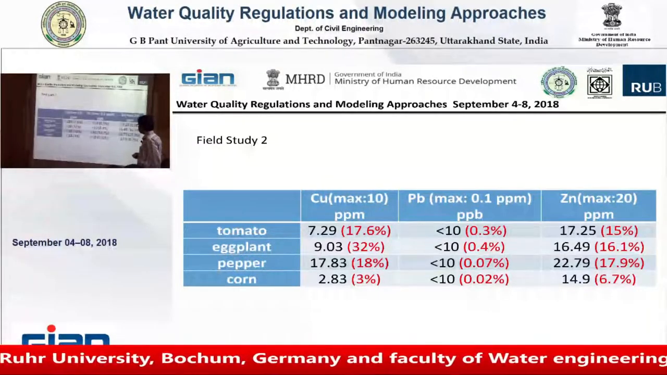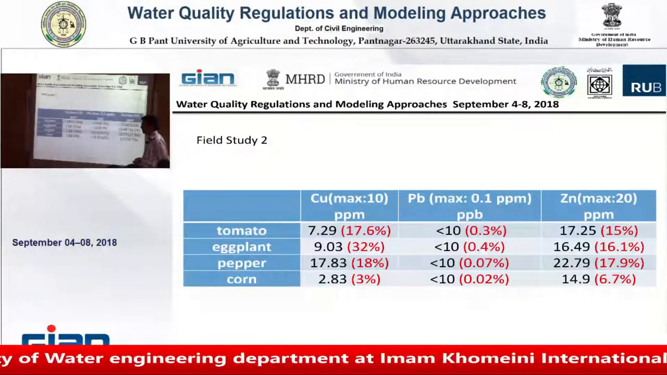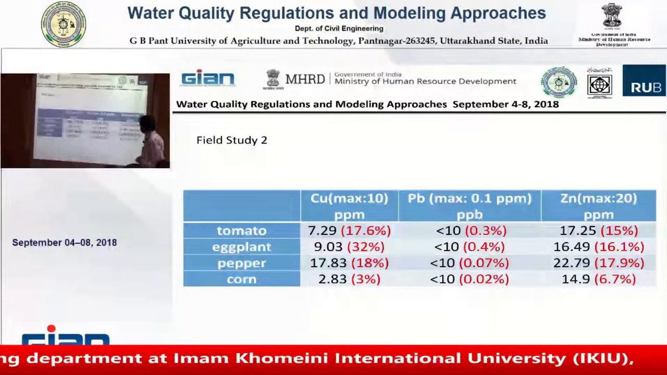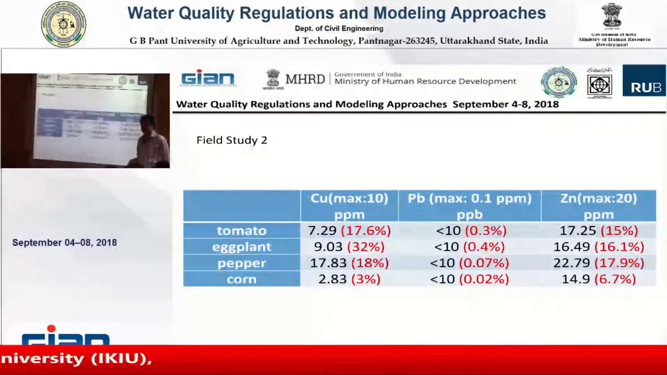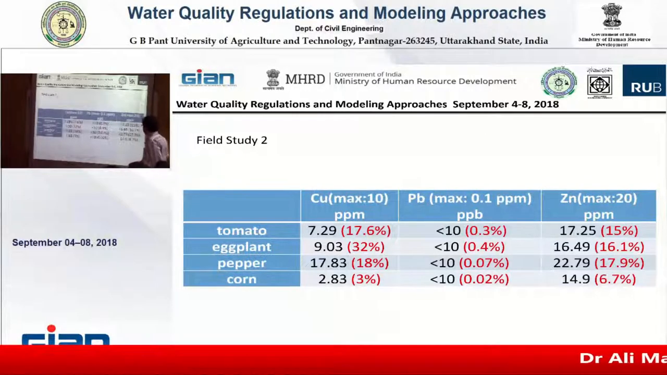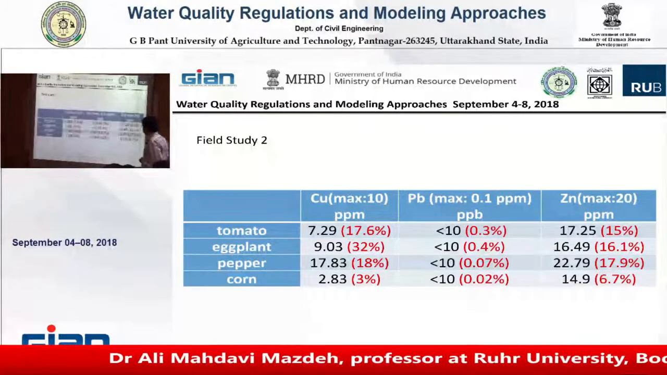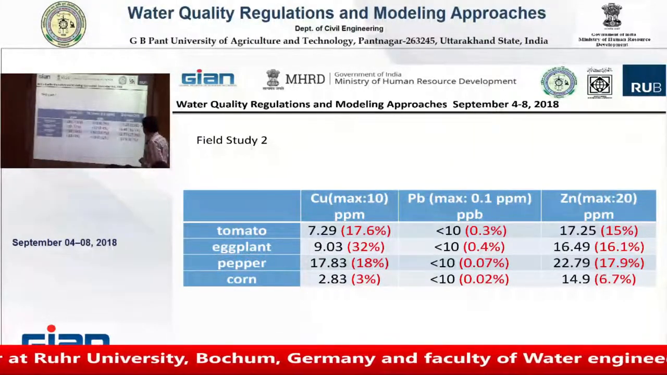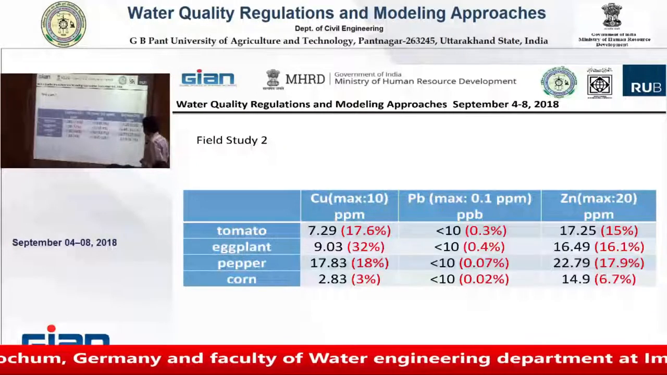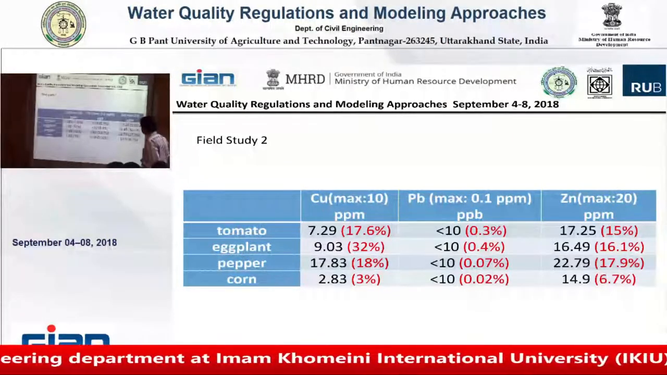The numbers in black are the result of the concentration, and the numbers in red are the TF, transportation factor. As you can see here, tomato has 17.6% of Cu, 32% for eggplant, 18% for pepper, and 3% for corn. It is an interesting result.